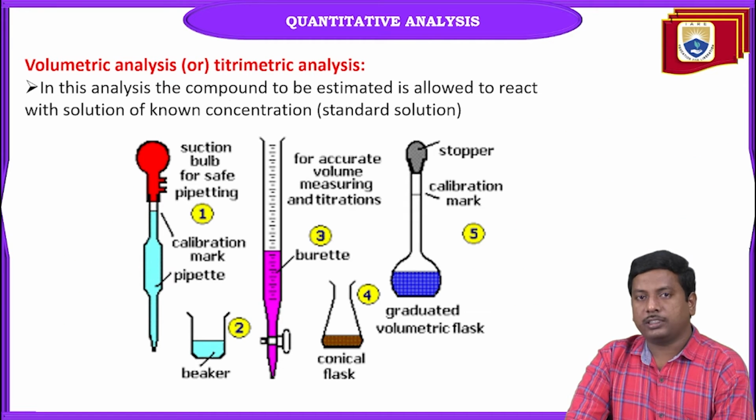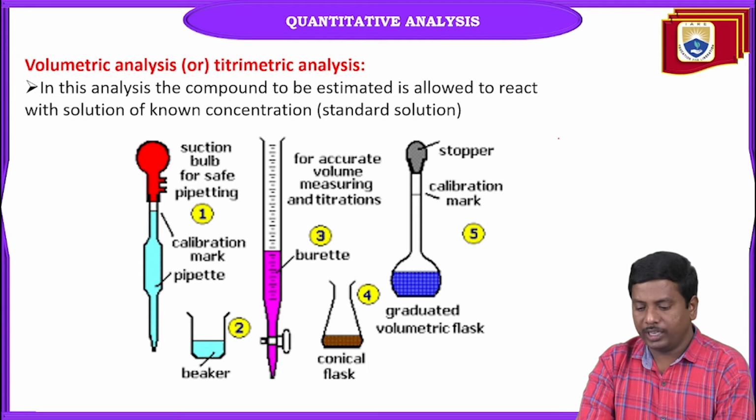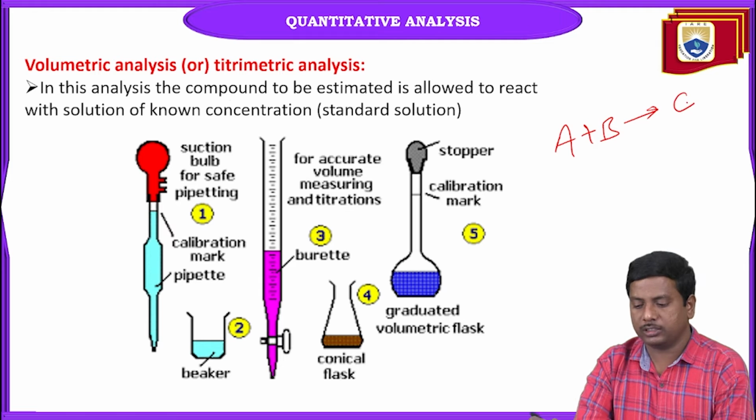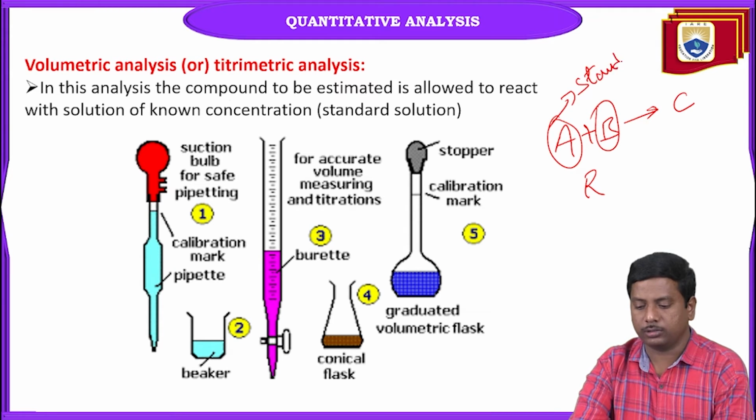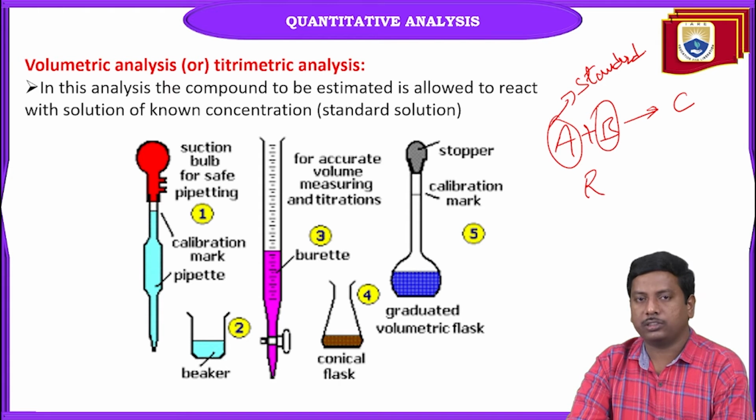So considering a chemical reaction, A and B react with each other to give a product like C. Out of the two reactants, A and B, one is the standard solution, that means a known concentration. By using this known concentration of the solution, we can determine the unknown concentration of another compound. That is the main criterion involved in gravimetric or volumetric analysis.